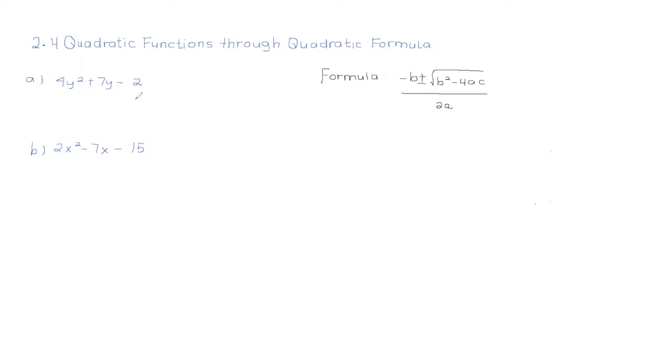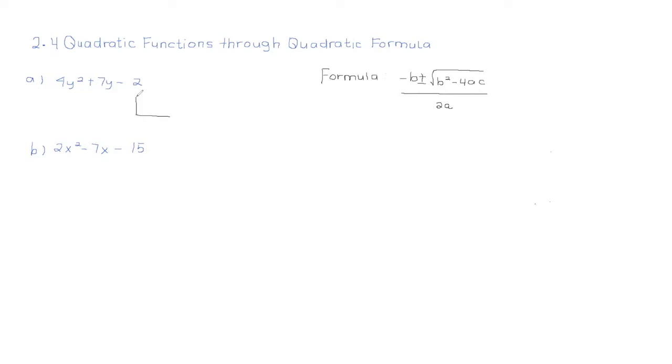Hi everyone, so today's video is on lesson 2.4, quadratic functions, which are going to be solved through the quadratic formula. As you saw in our last video, we solved the quadratic functions and found their zeros through factoring methods. However, today we will be doing it through a different methodology known as the quadratic formula. That formula is negative b plus or minus the square root of b squared minus 4ac, over 2a. We will be modeling this formula through two different examples.